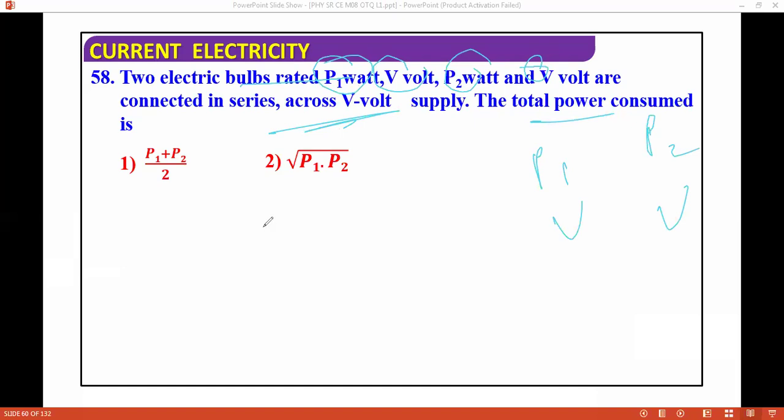The total power. So see, you know the relation, or you don't know the relation. What is the answer? Please tell me. Basically, I'm giving you two tricks here.